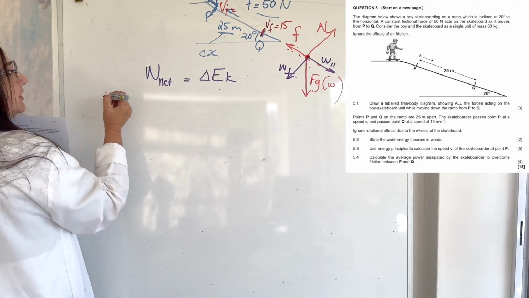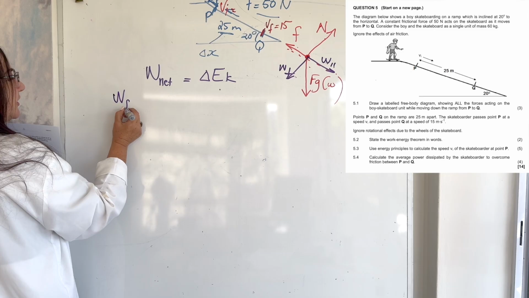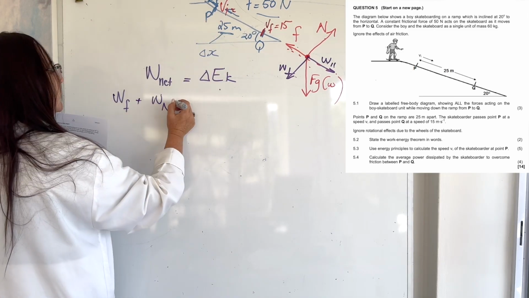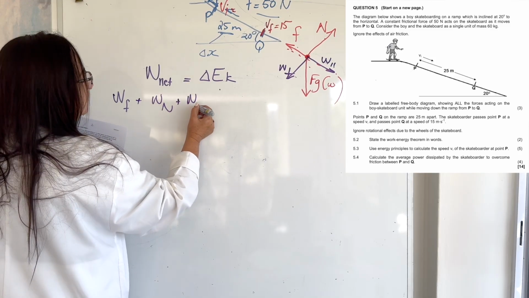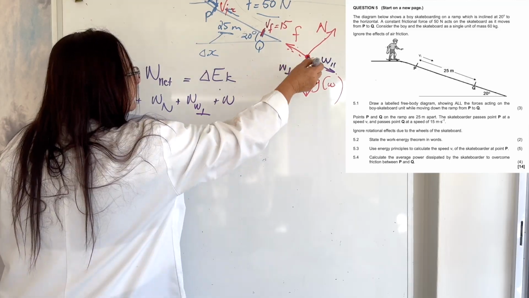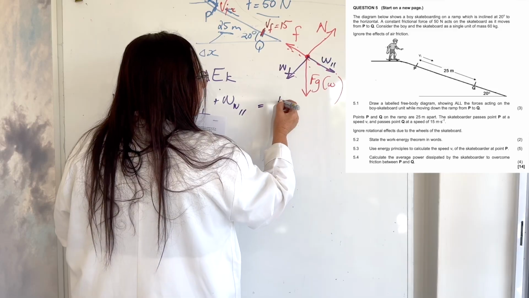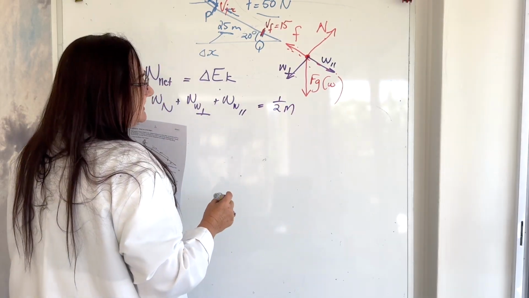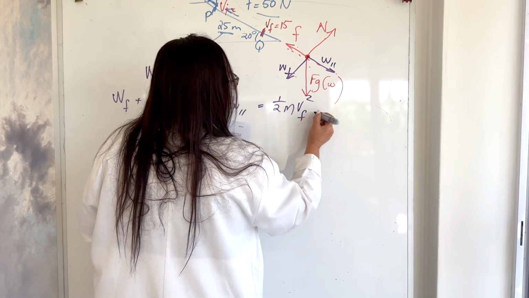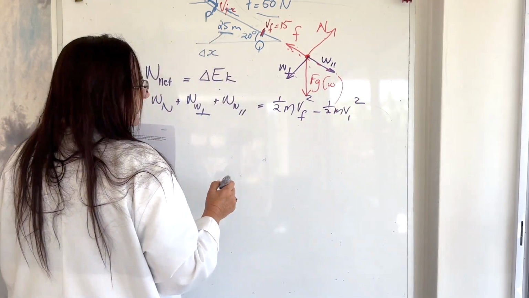W net is the work done by, let's start with the friction force. So it's the work done by the friction force plus the work done by the normal force plus the work done by my weight perpendicular plus the work done by my weight parallel equals the change, half of my mass times V square final minus half mass V initial square.